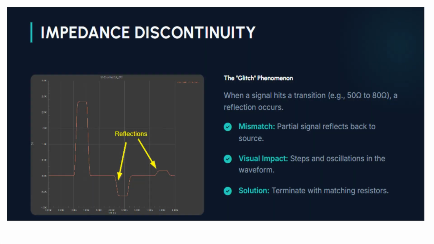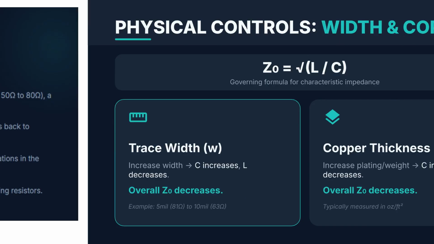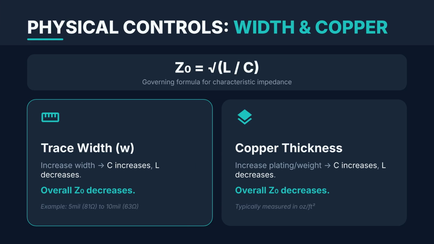An impedance discontinuity, like a change from 50 to 80 ohms, causes a signal reflection, known as the glitch phenomenon. This mismatch results in steps and oscillations in the waveform. A common solution is to terminate with matching resistors. We can physically control characteristic impedance.